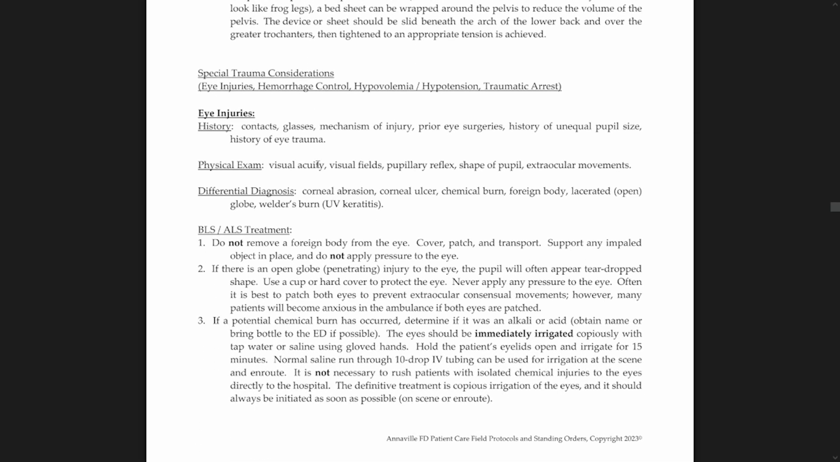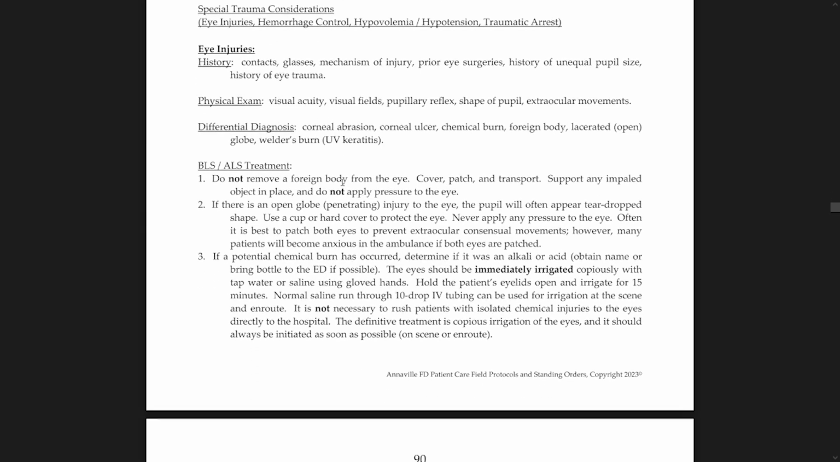Special trauma considerations for eye injuries. For their history, we want to see if they have contacts, glasses, mechanism of injuries, any prior eye surgeries, history of unequal pupil size, and a history of eye trauma. For the physical examination, we want to check visual acuity, visual fields, the pupillary reflex, the shape of the pupil, and the extraocular movements. For differential diagnosis, we want to check for a corneal abrasion, corneal ulcers, chemical burns, foreign bodies, lacerated or open globes, welder's burns, and UV keratitis.